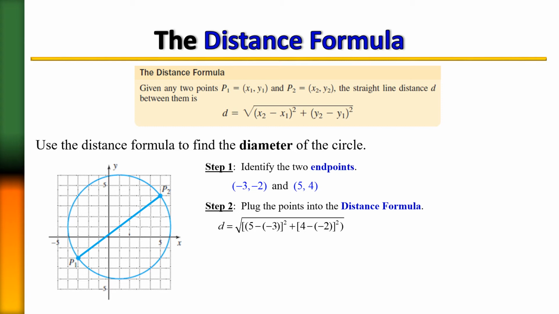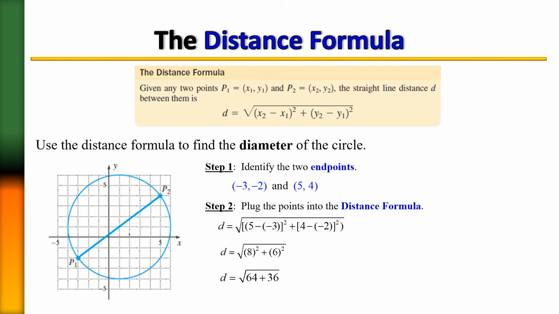Remember, double negatives become positive. -3, but with a negative in front of it becomes +3. -2, but with a negative in front of it becomes +2. So what you're going to wind up with is 5 plus 3, which is 8, and then 4 plus 2, which is 6. We're going to go ahead and square those numbers. 8 squared is 8 times 8, which is 64. 6 squared is 6 times 6, which is 36.